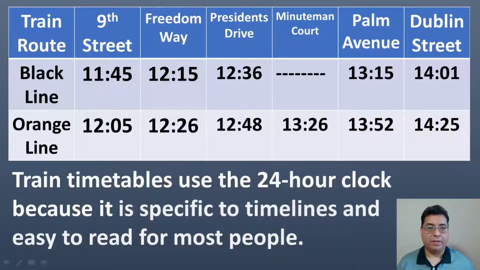So again, here is my timetable, and I'm going to be using a train route with the black line and the orange line with several stops along the way. And just to remind you that train timetables use the 24-hour clock because it is specific to timelines and easy to read for most people. Basically, you're not going to make a mistake.